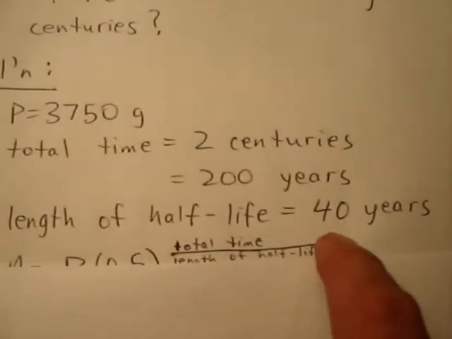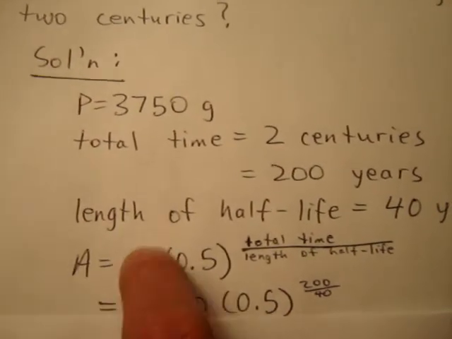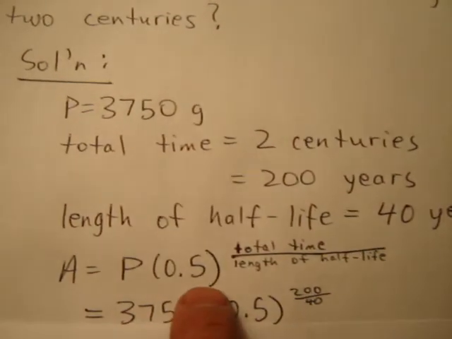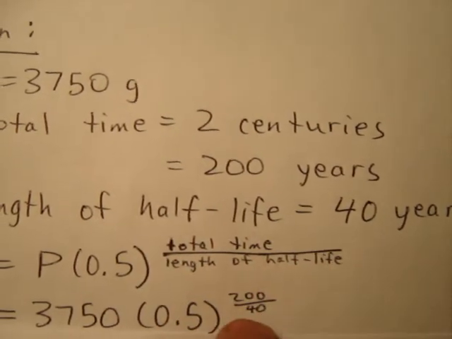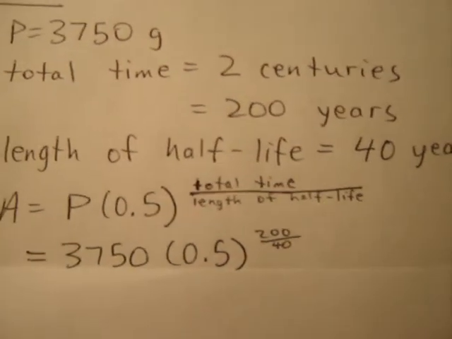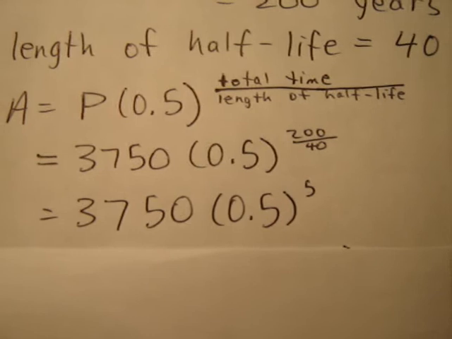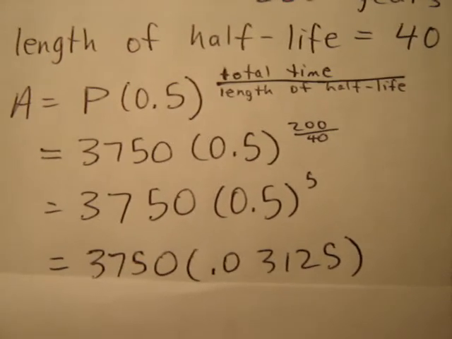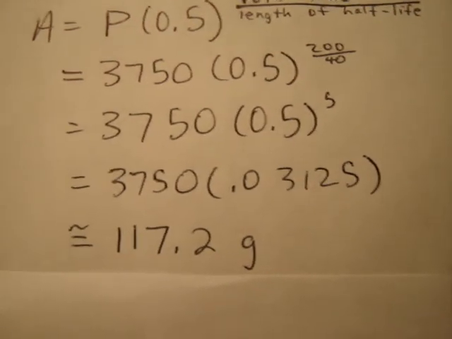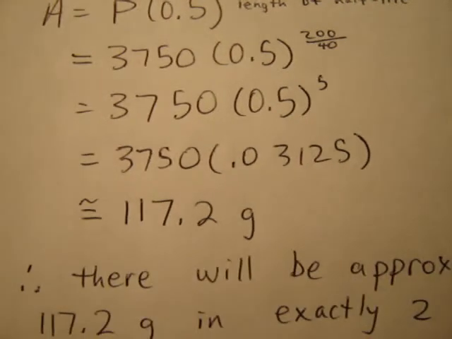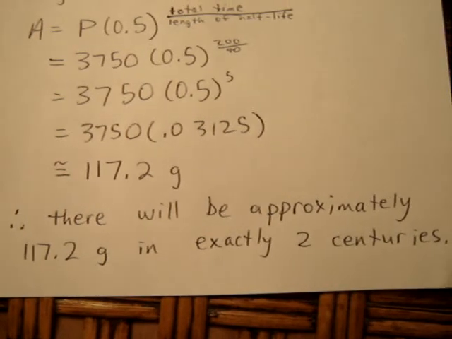The length of our half-life is 40 years, so our final amount is going to be the amount prior to any deterioration, 3,750, times 0.5 to the exponent of total time over length of a half-life, which is 200 over 40. That's 0.5 to the exponent 5, which of course is 0.03125. When we multiply that by 3,750, we get approximately 117.2 grams. So therefore, we can say there will be approximately 117.2 grams in exactly 2 centuries.